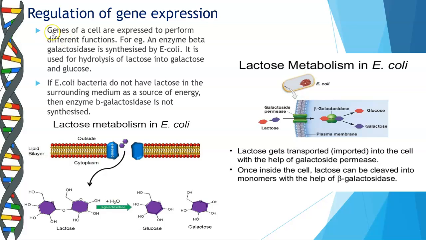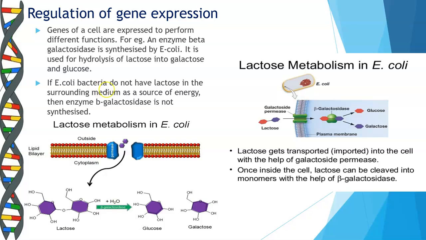Moving further, students, the question is, why are genes expressed? Genes of a cell are expressed to perform different functions. For example, the enzyme beta-galactosidase is synthesized by the bacteria E. coli. It is used for hydrolysis of lactose into galactose and glucose. Now, lactose is a disaccharide and its single units are galactose and glucose, which are the monomer units.